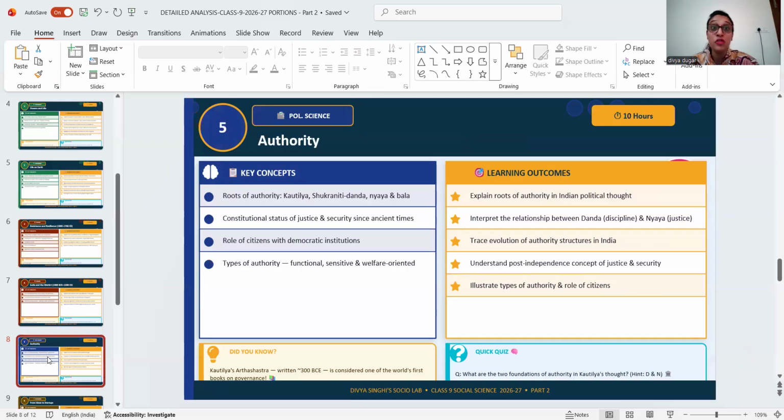The next topic is about civics. The name of the topic is Authority. So students, what are the roots of authority? We are going to discuss this. And what are the different types of authority we have? We are going to discuss this in this topic. And students, this topic is more about understanding the post-independence concept of justice and security.